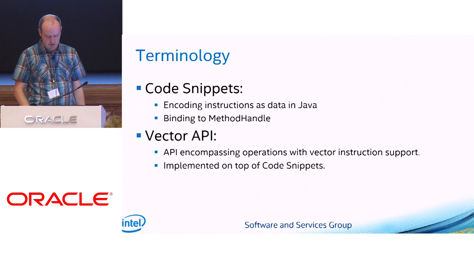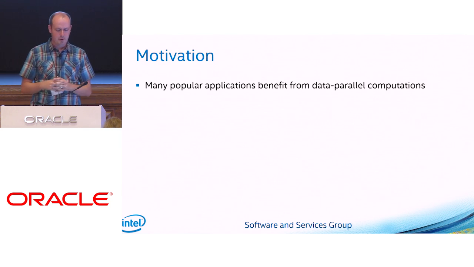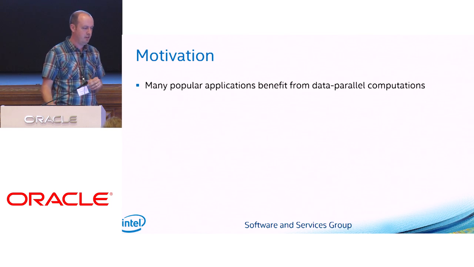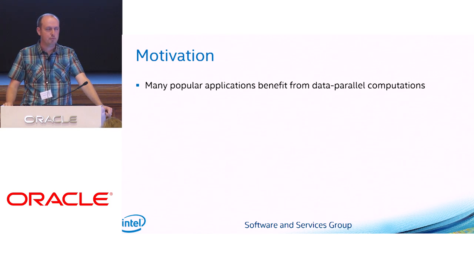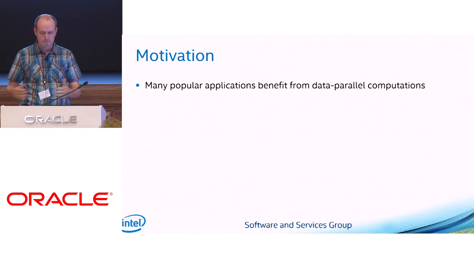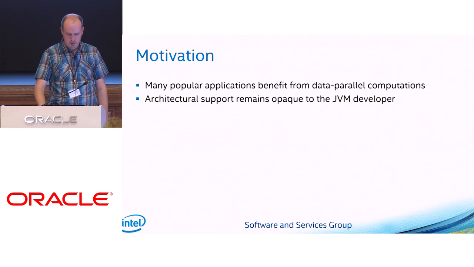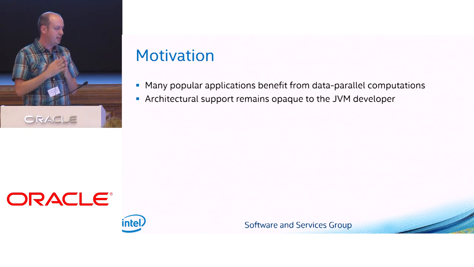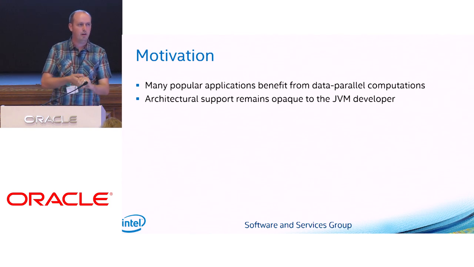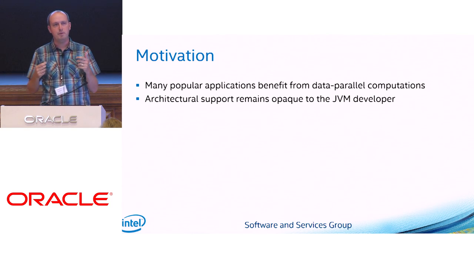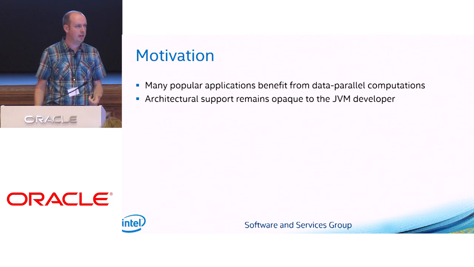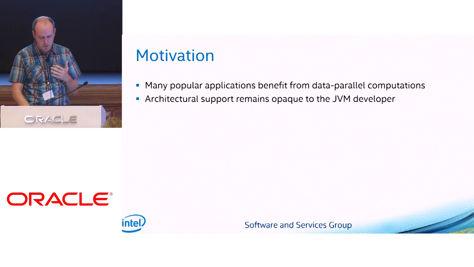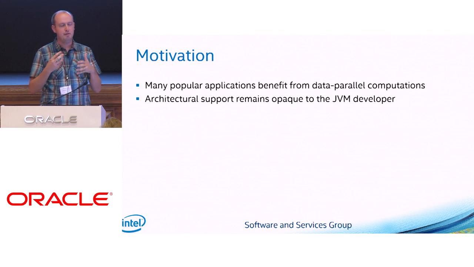So our motivation: many popular applications benefit from data parallel computation. Everybody probably has one they can name. Off the top of my head, we see a lot of libraries for machine learning dependent upon data parallelism, or they would benefit from data parallelism. Currently in the JVM, architectural support for data parallel architecture extensions is opaque. So this kind of parallelism occurs in the form of superword optimizations, loop unrolling, and that's subject to a bit of brittleness, right?